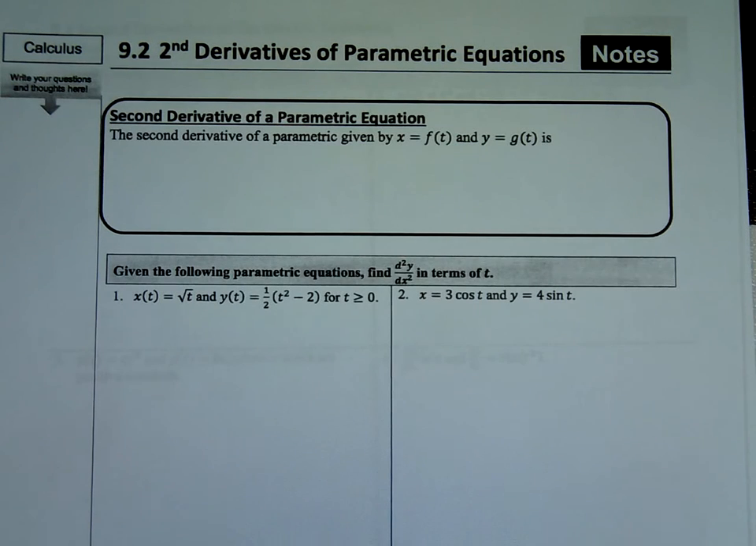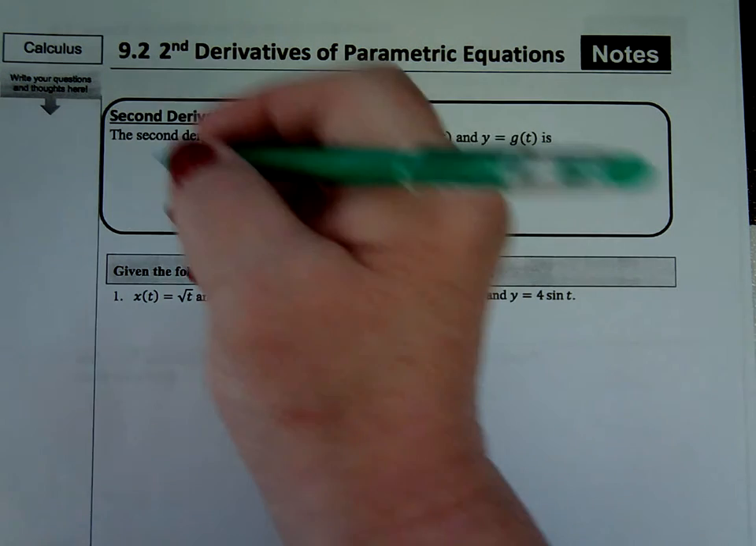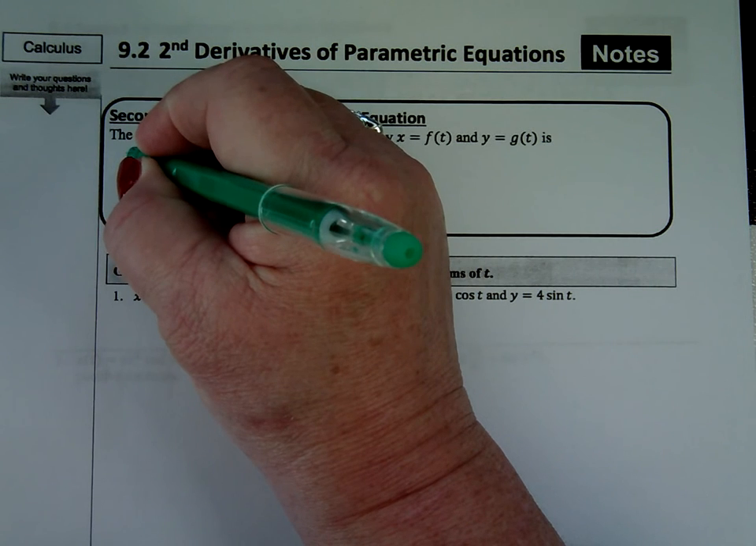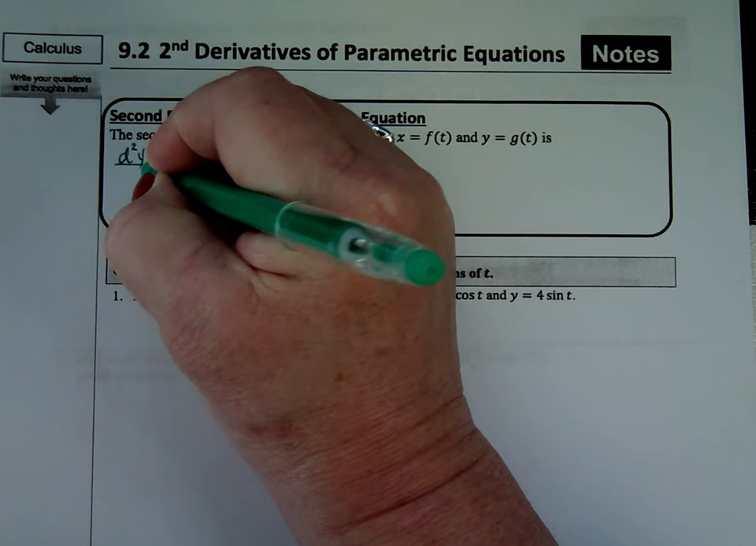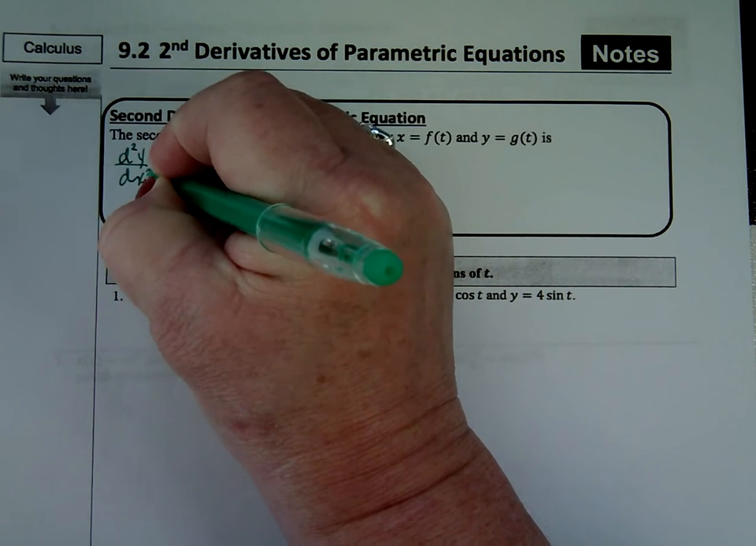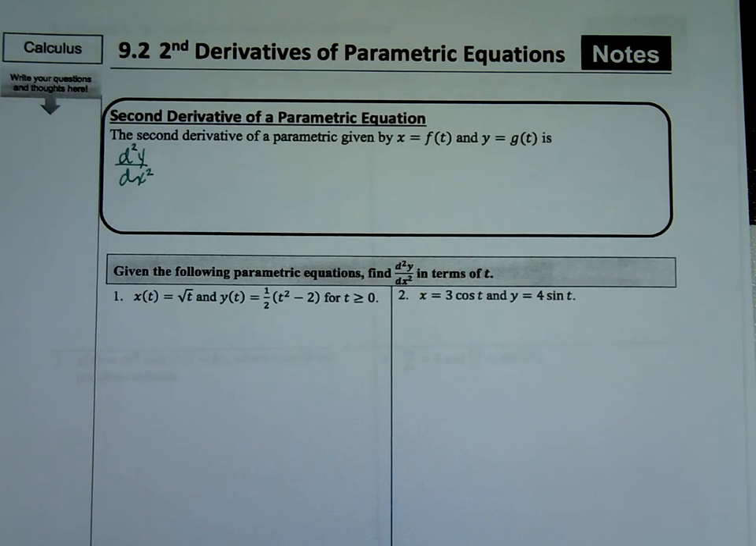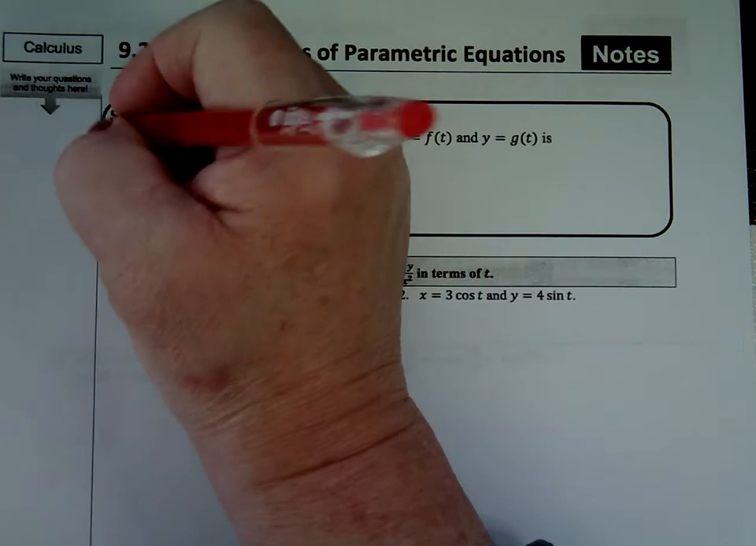Hello BC kids, we are looking at section 9.2 today with second derivatives of parametric equations. Here's the interesting notation for second derivatives. You haven't seen this for a while, but it should kind of ring a bell. It's d squared y over dx squared. That's the notation for a second derivative. I'll give you a little note about that right here.